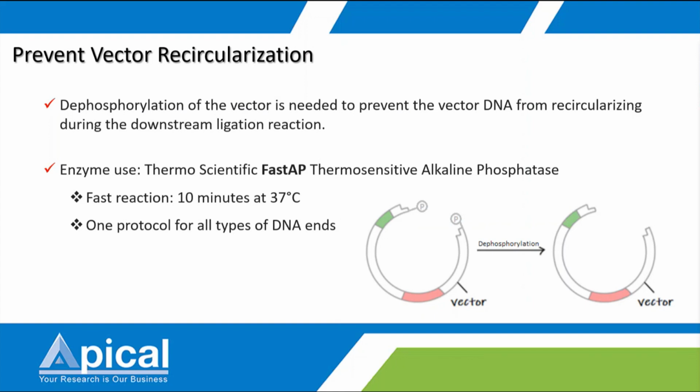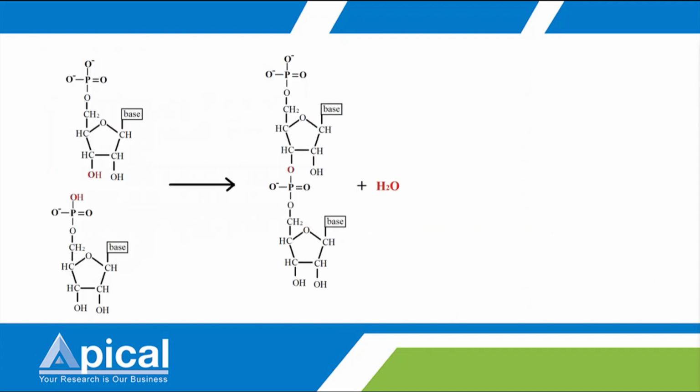But how does this dephosphorylation happen? A little bit on the basics. In DNA synthesis, the 5 prime phosphate in the nucleotide reacts with the hydroxyl group at the 3' end of another nucleotide to form the phosphodiester bond. So now if you take away the phosphate, as I mentioned just now, your vector cannot form any phosphodiester bond with any other DNA fragment.